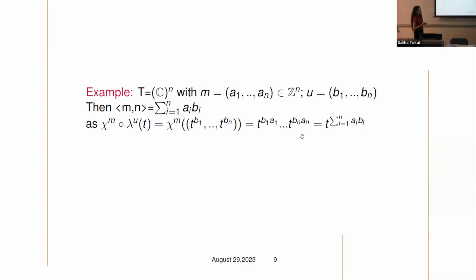We have a torus T is C star n, with M. Then the inner product of M and N is equal to the sum of Ai Bi. You can see that by just doing the composition, chi M composed with lambda U is equal to.